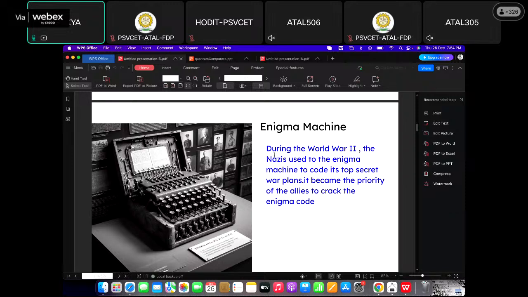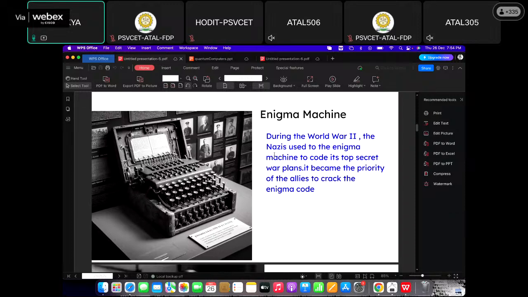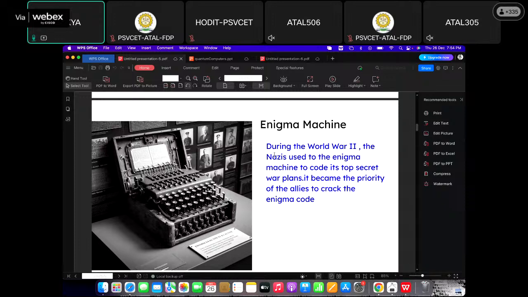Why were they using it? They were using it for communication purposes. The Allies were finding mathematicians, because they were not able to crack the code. They were not able to crack the mathematics.